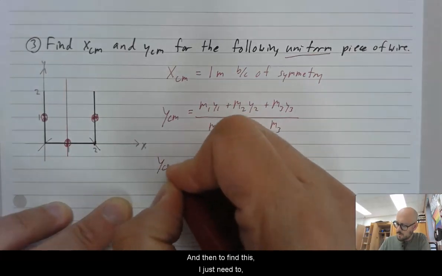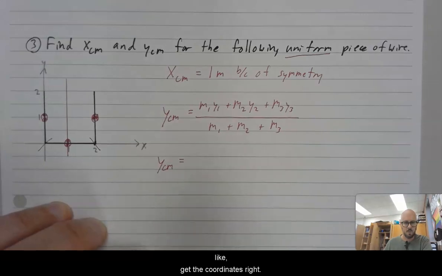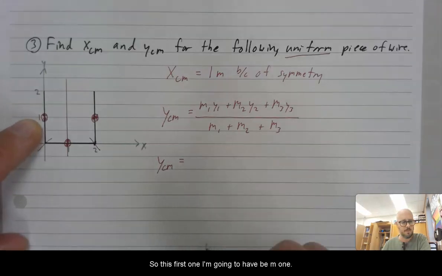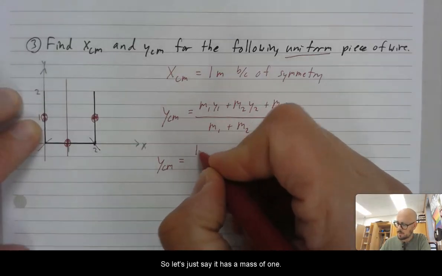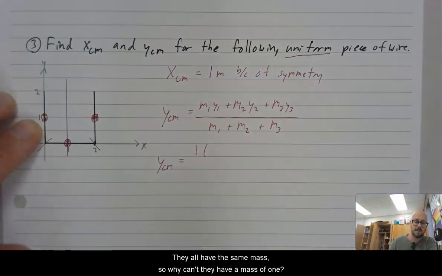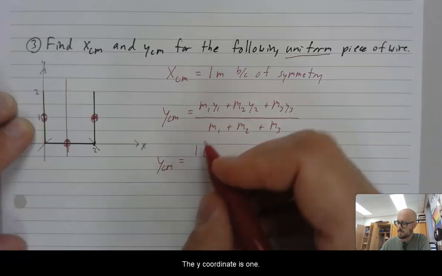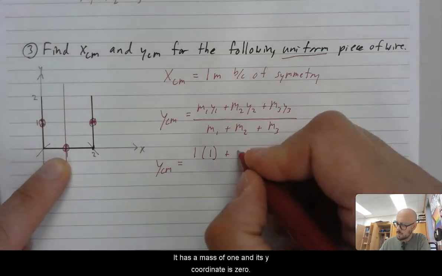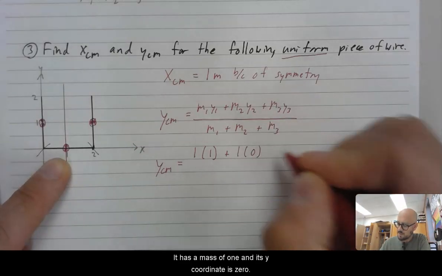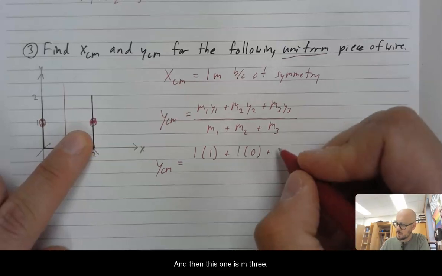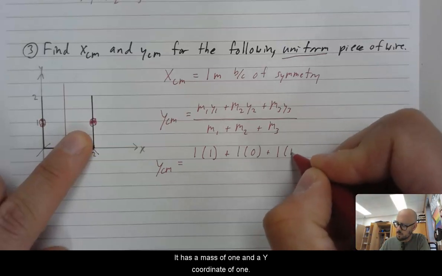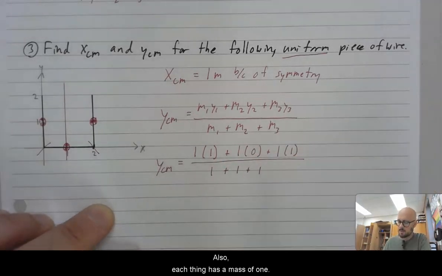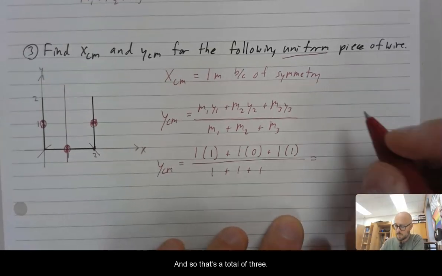And then to find this, I just need to get the coordinates right. So these are the y positions, so these are the vertical coordinates. This first one I'm going to have be m1. So let's just say it has a mass of 1. They all have the same mass, so why can't they have a mass of 1? The y coordinate is 1. Let's have this be m2. It has a mass of 1, and its y coordinate is 0. And then this one is m3. It has a mass of 1 and a y coordinate of 1 also. Each thing has a mass of 1, and so that's a total of 3.